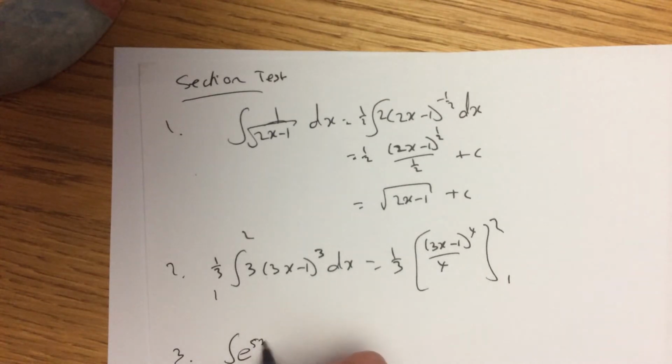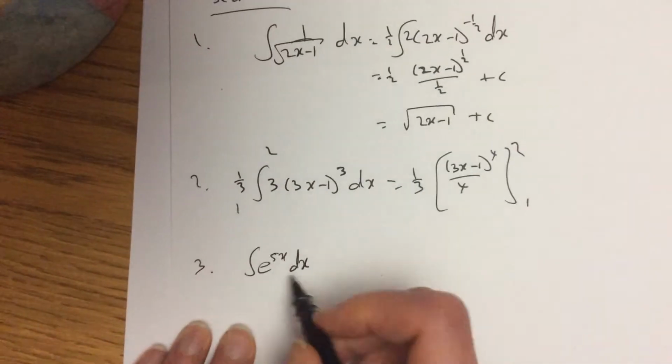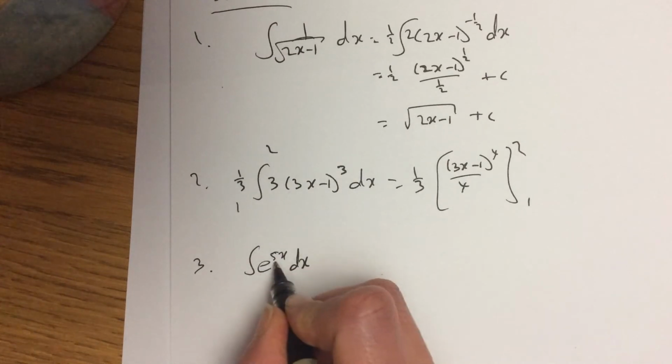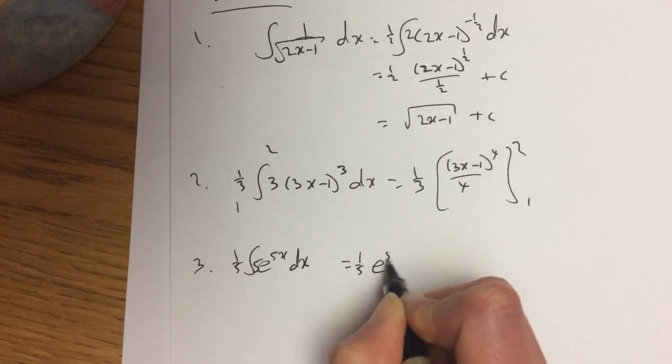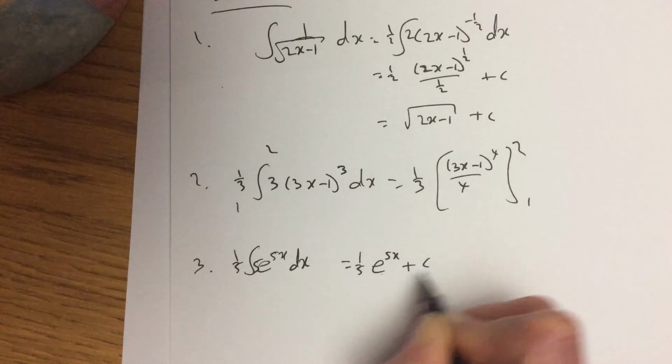Integrate e5x dx. It's an e function, so you must have the derivative in front. Derivative is 5, balance outside with a fifth. When it goes away, derivative disappears.